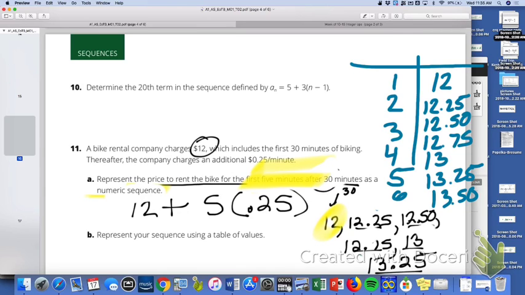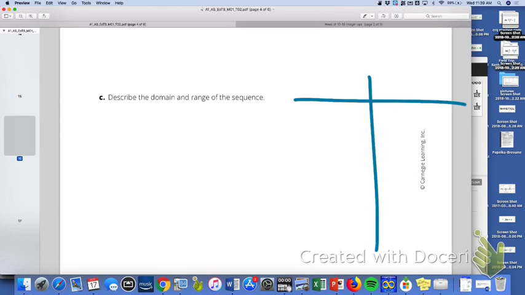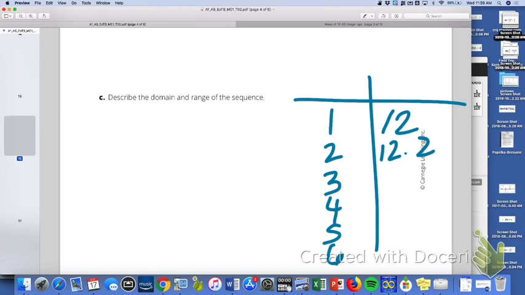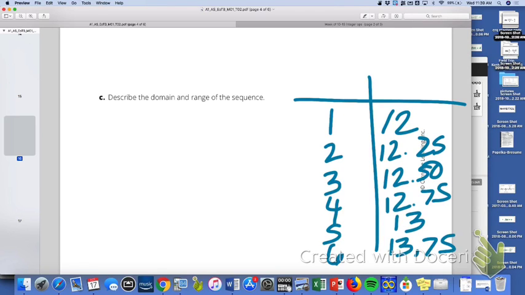Take those same numbers that you just found and put them into a table. Okay, because this could be a bonus, so I would be listening up. So remember your term numbers are right here. And then we had our 12, our 12.25, 12.50, 12.75, 13, and 13.25.